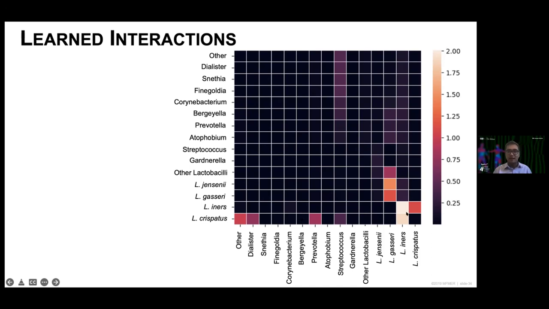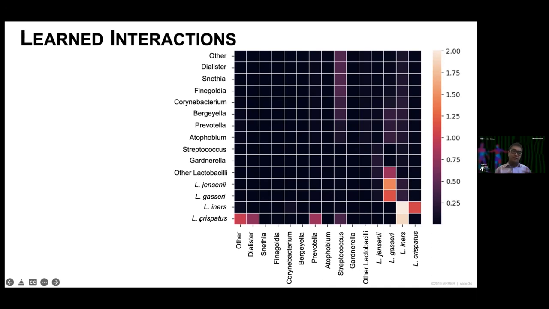Not surprisingly, L. iners affects L. iners the most, and L. gasseri affects L. gasseri, and there is, you know, it's faded in here, but there is a sense of a diagonal here, but you already get some interesting substructure out of this. In fact, you see that there's a strong interaction between L. iners and L. crispatus, which we believe to be competitive inside of the vaginal microbiome. And then the other lactobacilli seem to form a different interaction with each other as well.